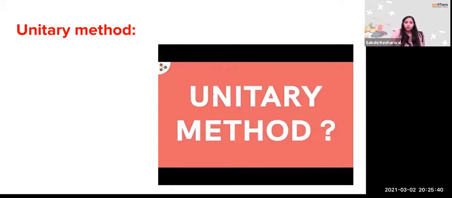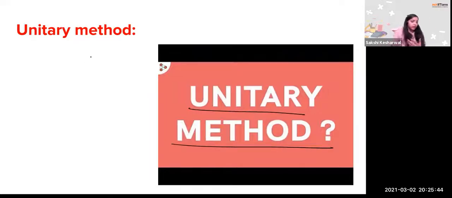What is the direct? So what is the unitary method? Now we'll go with the unitary method. So it says that we will find the unit. Unitary method means we will find the value of one thing. Like what is the cost of one thing? And if I know the cost of this one single pen is rupees 10, then I'll know what is the cost of 10 pens.